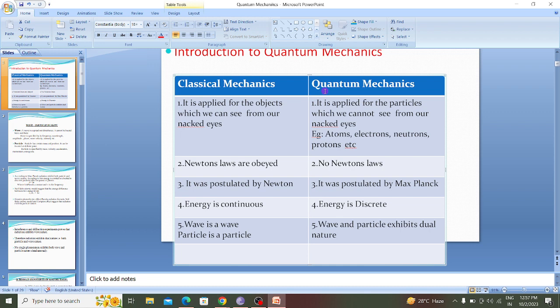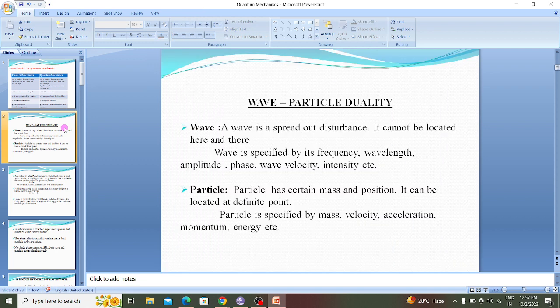So in quantum mechanics, energy is discrete, there are no Newton's laws, it is applied for microscopic particles, and waves and particles exhibit dual nature. These are the important things you need to remember for further topics. Next topic is wave particle duality.